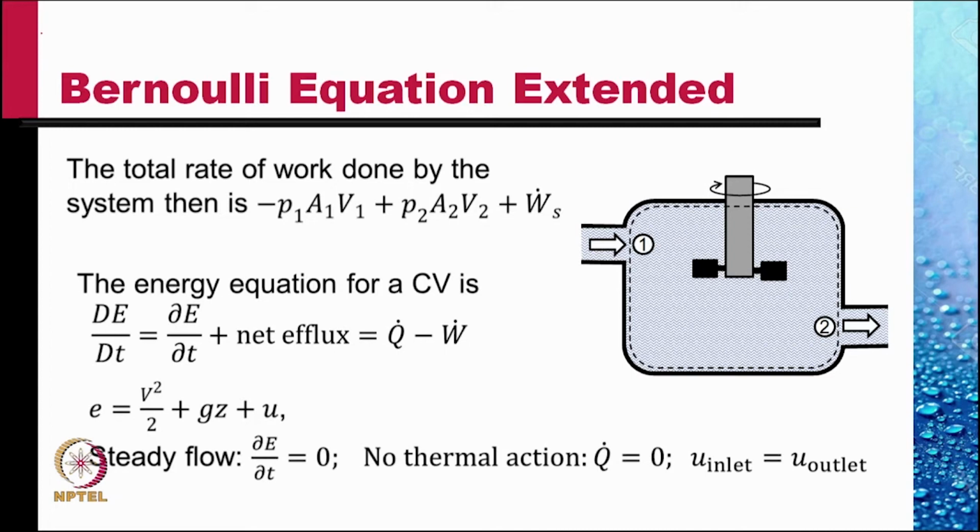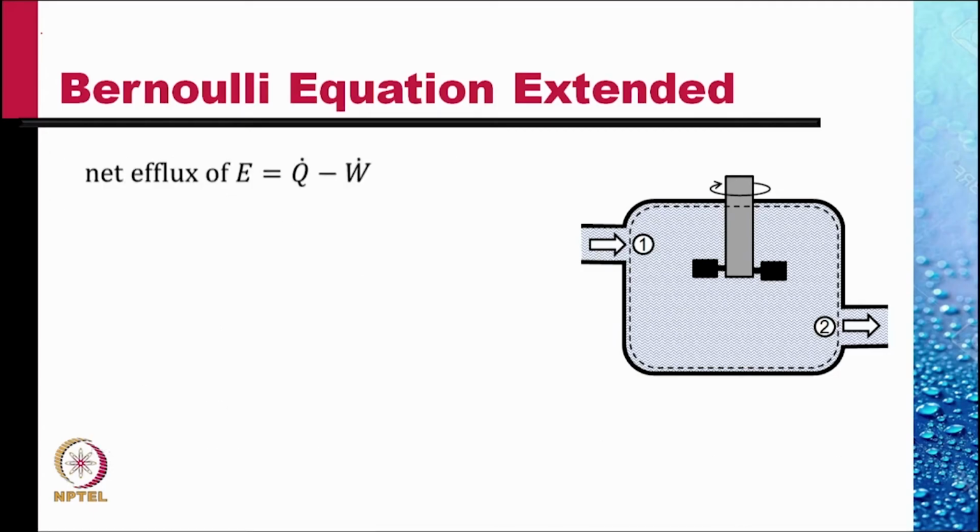The steady flow requirement states that del E by del t is equal to 0, no accumulation. There is no thermal action, so Q dot is 0, and also u at inlet is equal to u at outlet, since there is no change in temperature. So net efflux of E must equal to Q dot minus W dot.